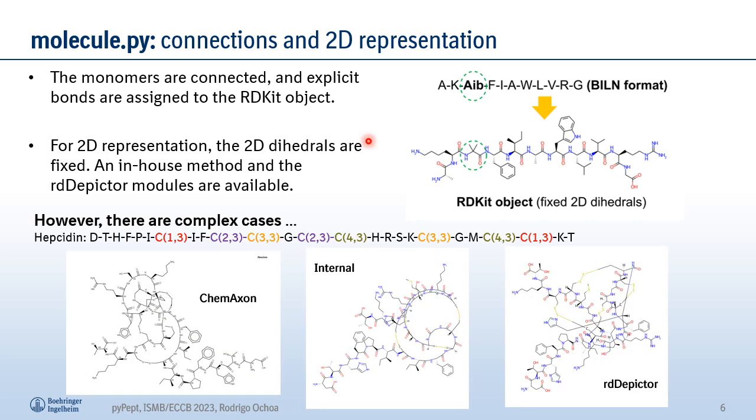However, there are exceptions like hepcidin. Here you can see it is a large peptide with 4 disulfide bonds, and in general it is quite difficult to represent in a picture, but at least we have internally an RDKit object with correct bonds, and it can be used for further analysis.